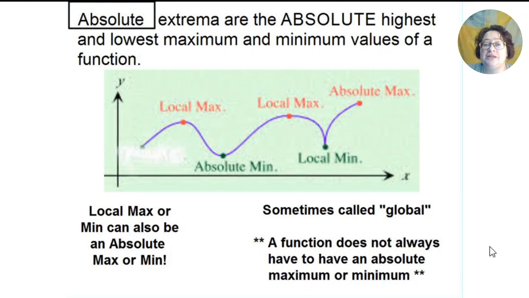We call absolute extrema the highest and lowest maximum and minimum values of the entire function. So when you have a maximum value and it is higher than all of your local maximums, that would be considered your absolute maximum. Same thing with your minimum. If there is a lowest point of the graph, there's no other point below it, that would be your absolute minimum. So your local maximum or minimum will be in that section of the graph. One of those could be an absolute maximum or minimum. Sometimes we call this global because it does encompass the entire function. Now, a function does not always have to have an absolute maximum or minimum. We'll see some of these when we practice today.